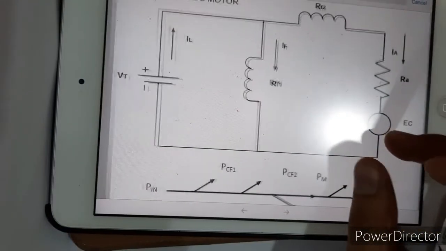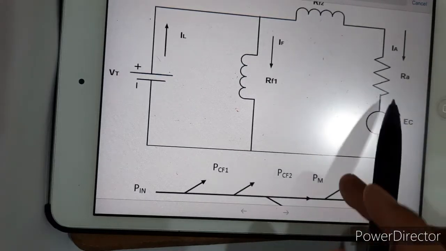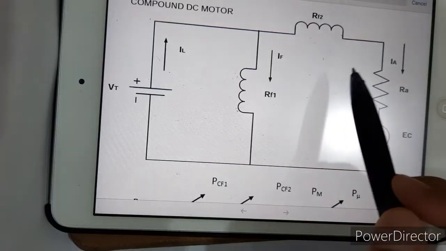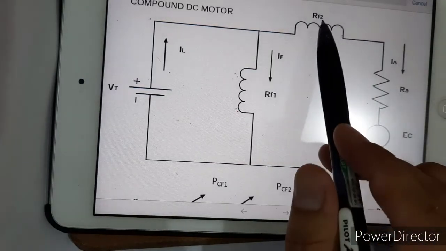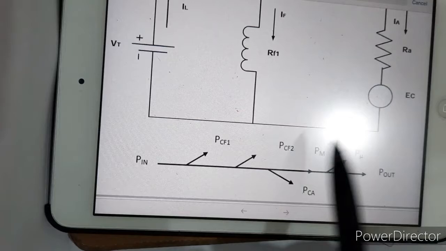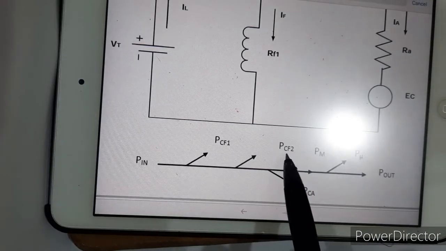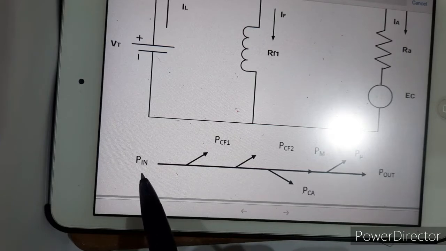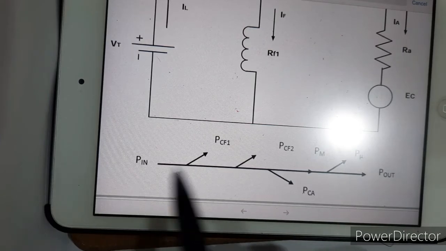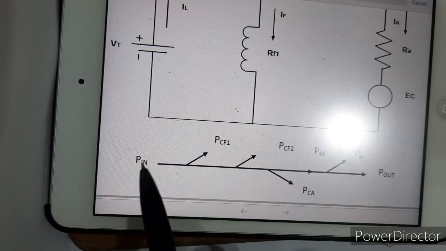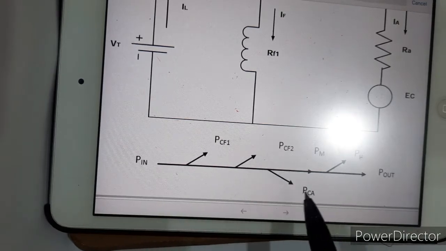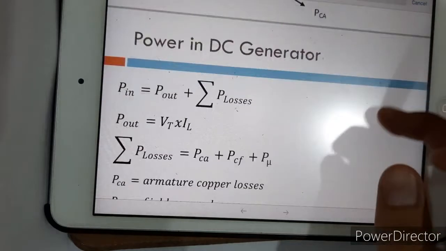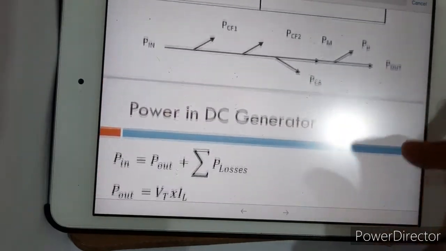Okay, and then lastly for the compound DC motor, there are additional losses because of RF2. So remember the current that flows through RF2 is IA. So to determine PCF2, IA squared multiplied by RF2, and then P in equals VT IL. So to determine P out, P in minus losses, and then you can get the P out. Okay, so this one is for the power flow diagram.